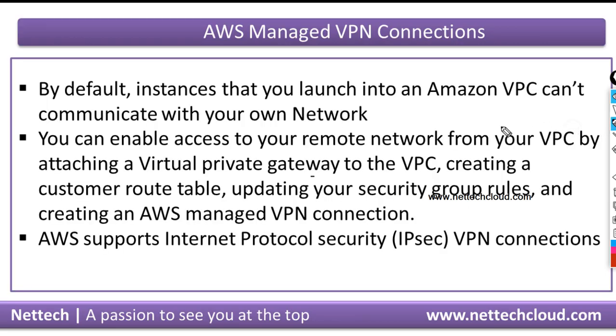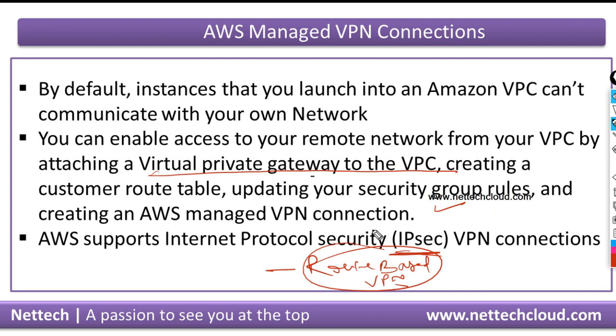So coming back to the discussion here, you can enable access to your remote network from your VPC by attaching a VPN gateway to the VPC, creating a custom route table, updating security groups, and an AWS managed VPN connection. AWS supports IPsec VPN connection and it's basically a route based VPN. Of course, too much customization is not possible here, but we can still do a lot of customization. And by default, AWS creates, and of course recommends creating, two tunnels just for the sake of redundancy.